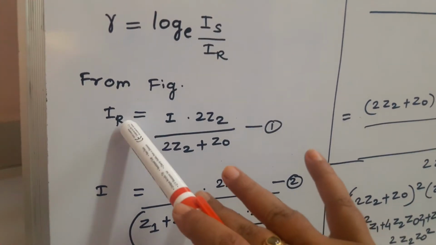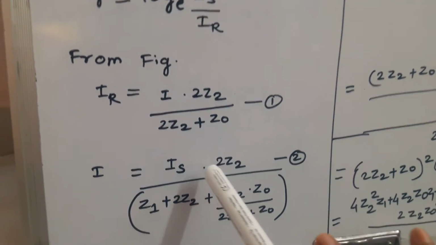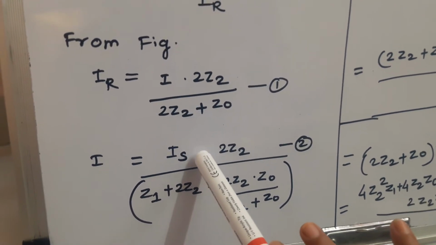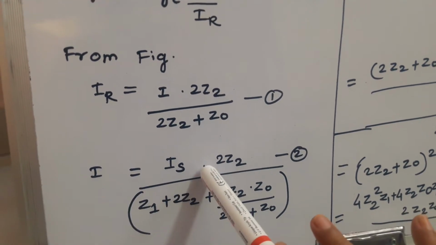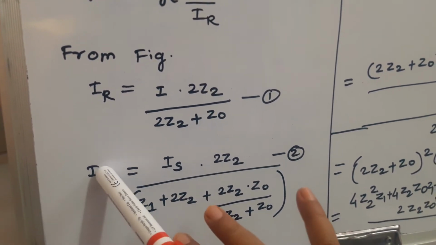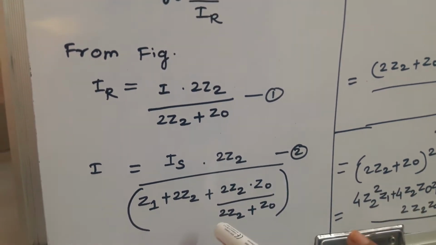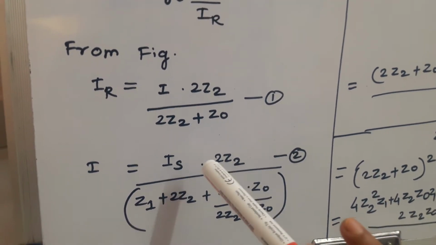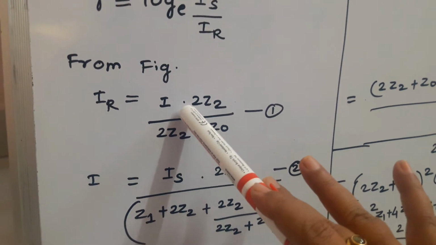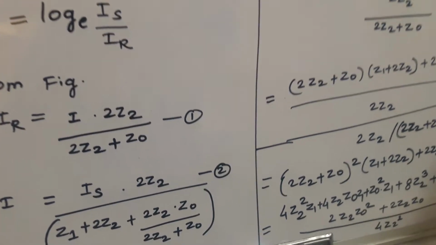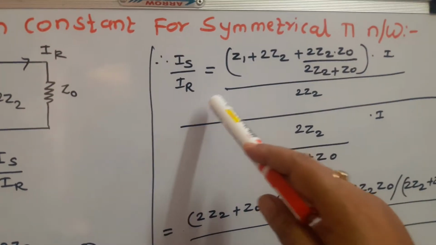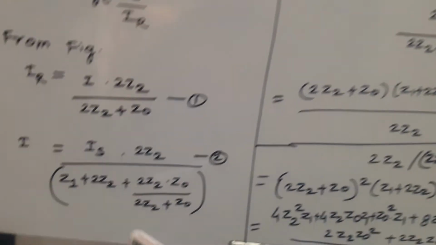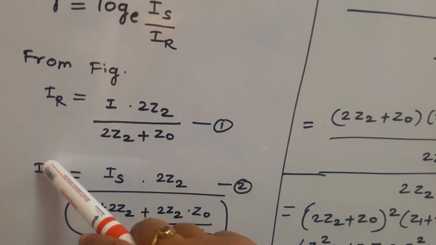So in this way we have marked the current leaving the network, and this equation number 2 gives us the current entering the network. From equation number 2 we can easily calculate Is. This denominator will be multiplied with this I divided by 2 times Z2. So this gives us the current entering and this gives us the current leaving the network. Now let us solve this. So Is by IR is equal to this denominator into I divided by 2 times Z2.